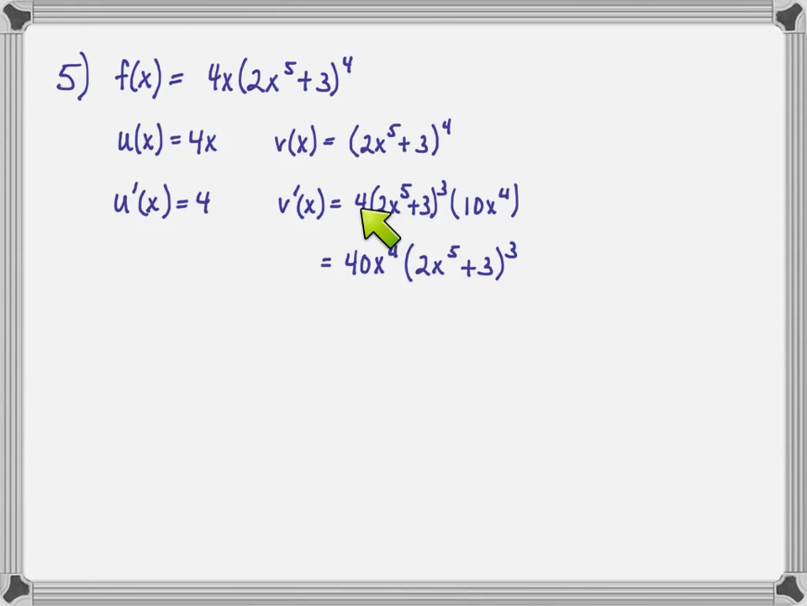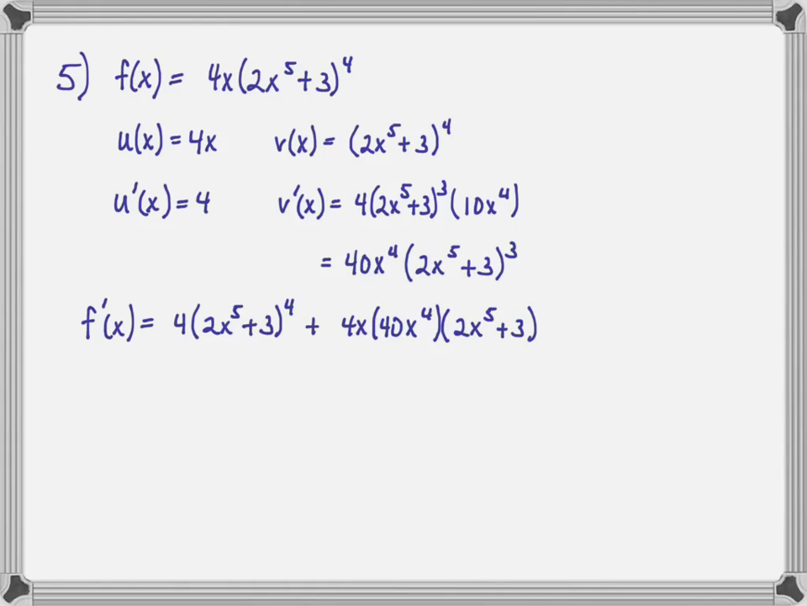Now, I have a monomial here and here, so we may as well combine those both into 40x to the 4th. And then here's our binomial to the 3rd power. Okay, now it's time to use the product rule. So we'll have the derivative of the first function times the original of the second function plus the original of the first function times the derivative of the second function. Okay, now just to clean things up, 4x times 40x to the 4th would be 160x to the 5th.